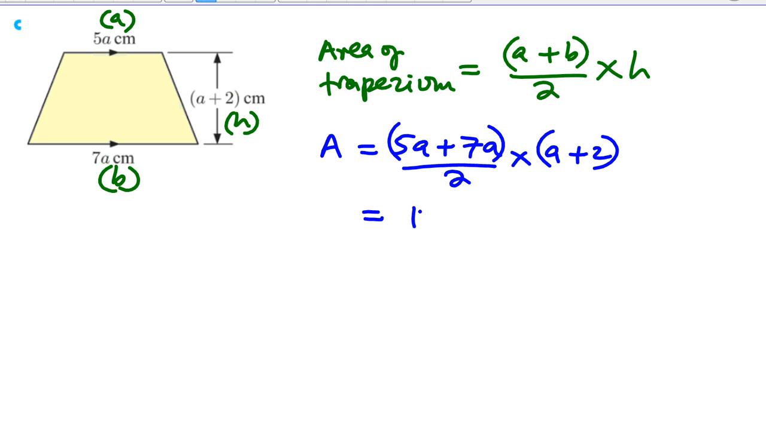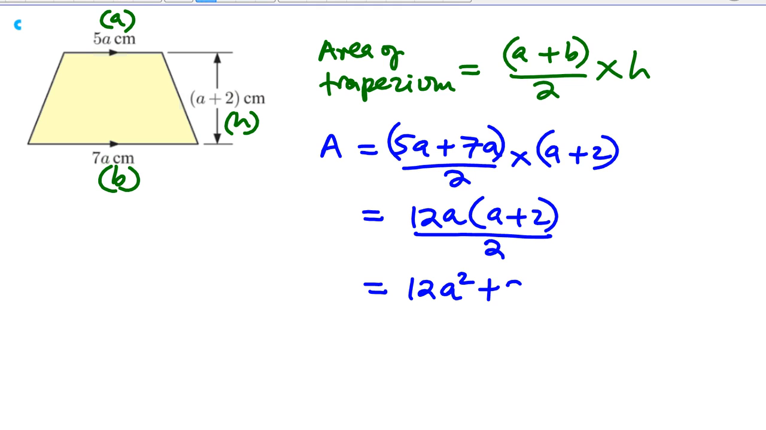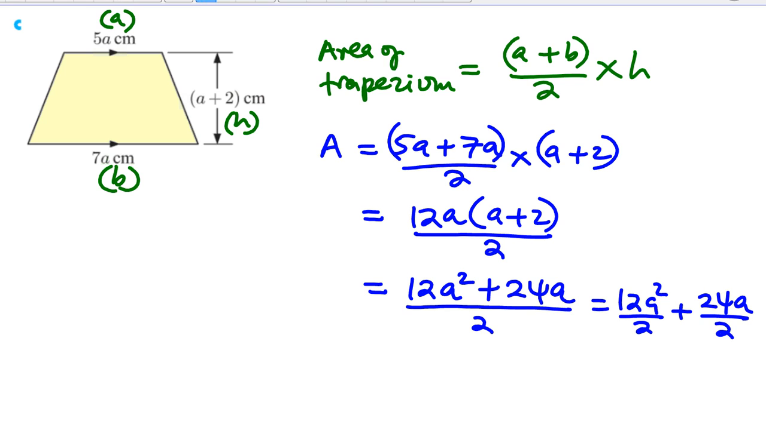That will give you 12A multiplied by A plus 2 divided by 2. So that will be 12A squared plus 24A divided by 2. Now this can be written as 12A squared over 2 plus 24A over 2, which will give you 6A squared plus 12A.